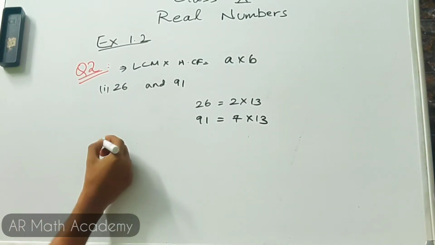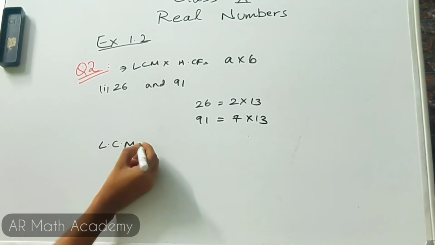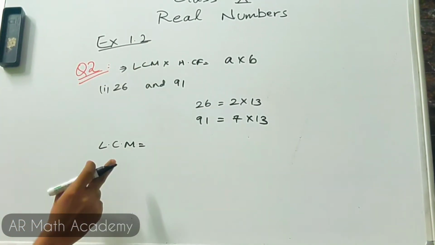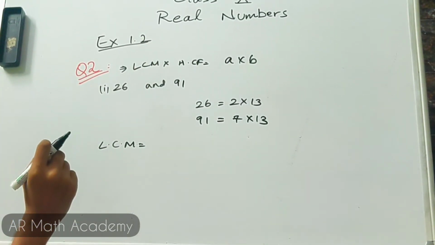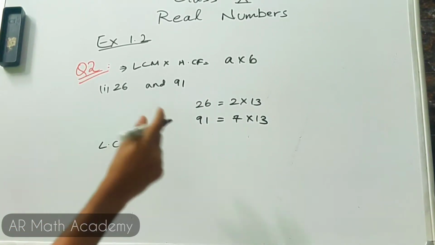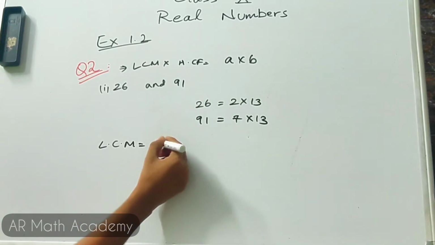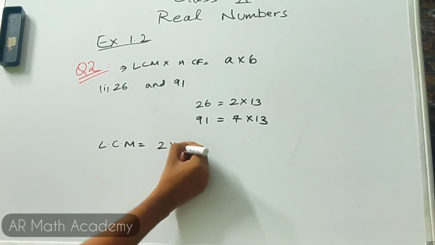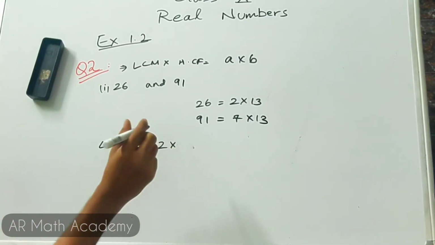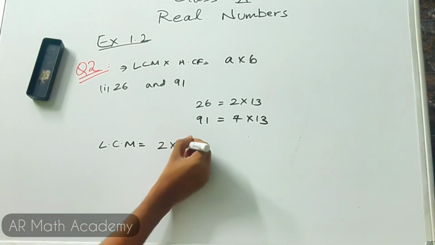So, we have to find the LCM and HCF of these two numbers, right? For the LCM part, what we are going to do over here is take all the bases over here. So, 2 times 13, 2 times 7 times 13.